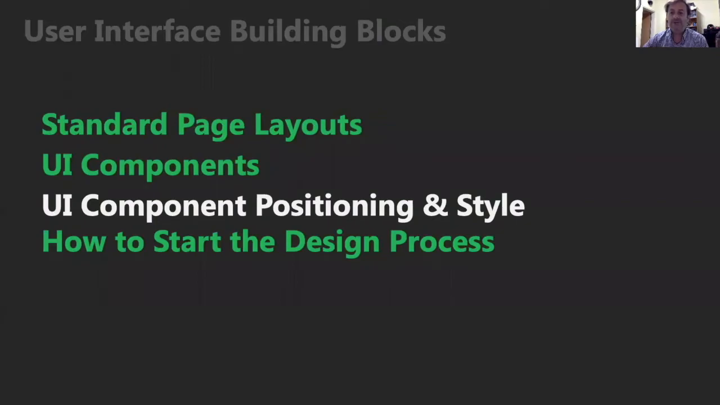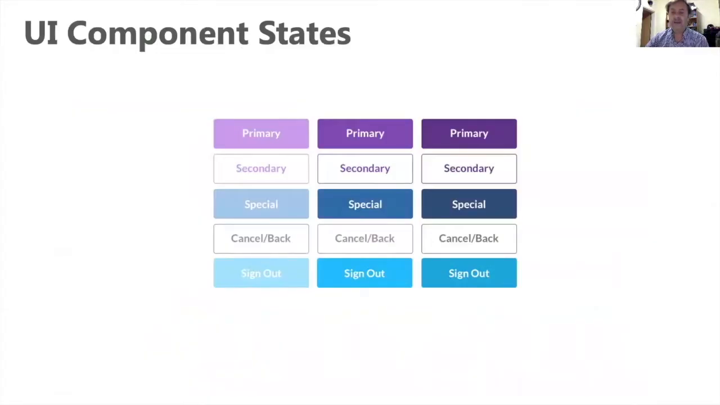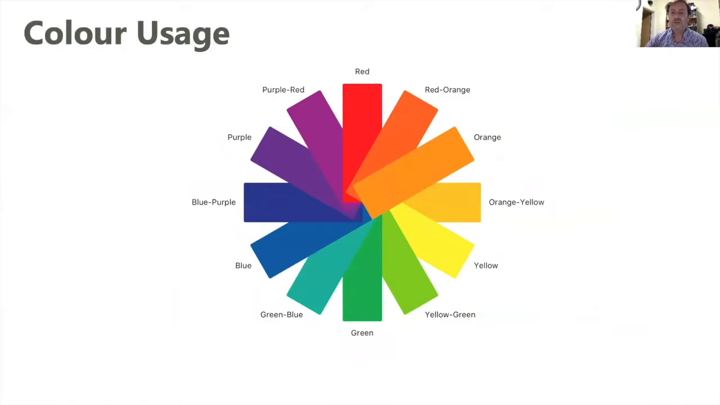UI component positioning and style. A UI component state communicates the status of a UI element to the user. Maintain visual consistency for all your UI elements. Each element should have clear affordance. Choosing the right colors for your project is very important, as it sets the tone for your product. Follow the company branding colors and use them to affect the message you wish to create.